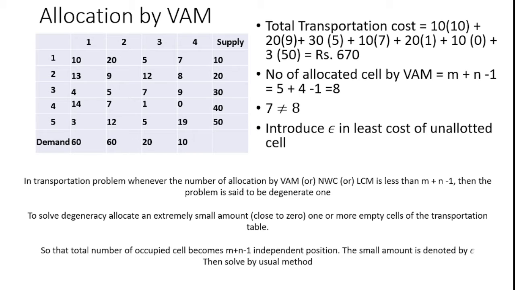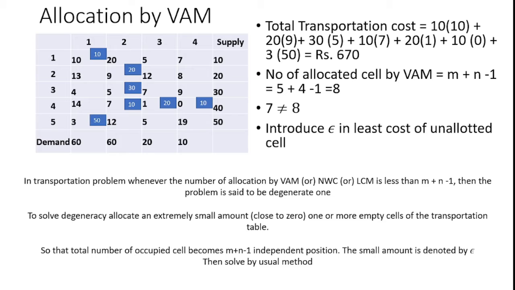Here, what is degeneracy? The number of allotted cells by Vogel's approximation method should follow the formula m plus n minus 1. Here m is the total number of rows and n means the total number of columns. So 5 plus 4 minus 1 is equal to 8. But the allotted cells, here you see 1, 2, 3, 4, 5, 6, 7. So only 7 allotted cells are available. So 7 is not equal to 8. For this reason, we introduce eta in the least cost of an unallotted cell. This kind of inequality is known as degeneracy in transportation model.